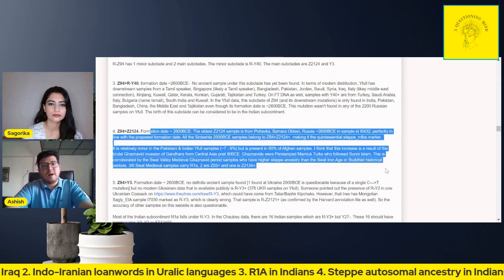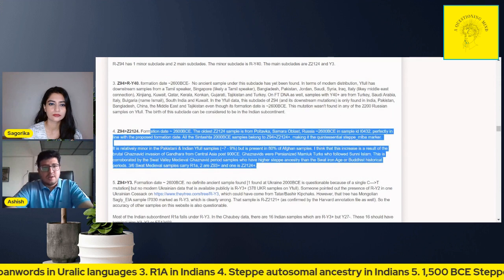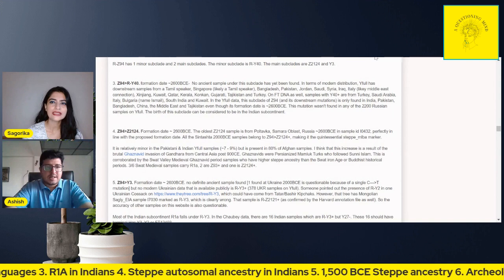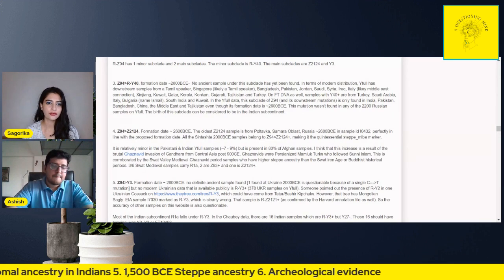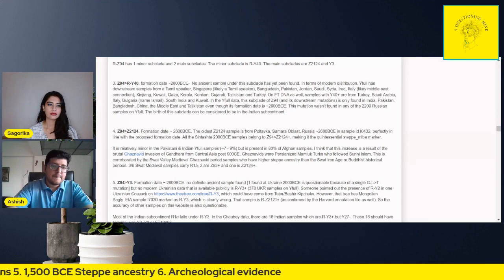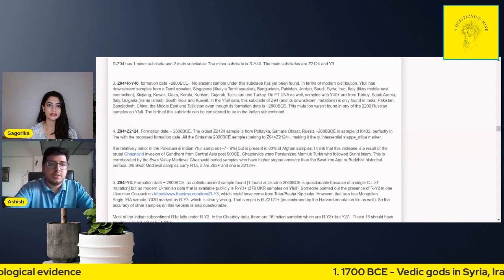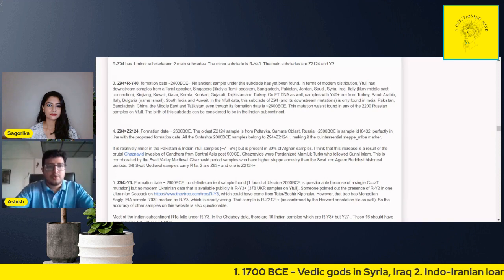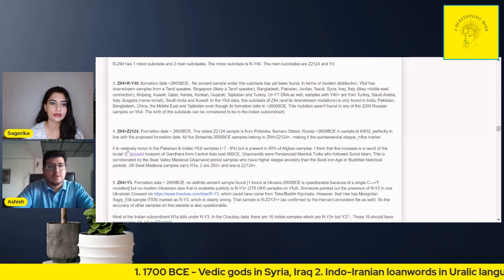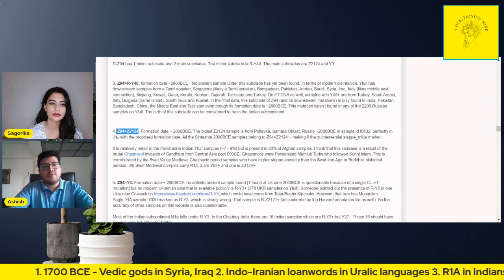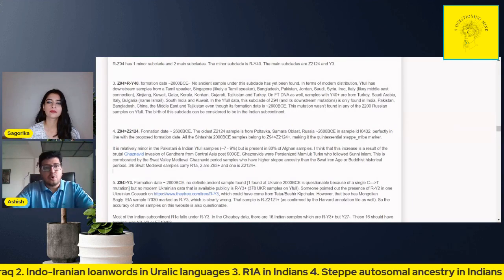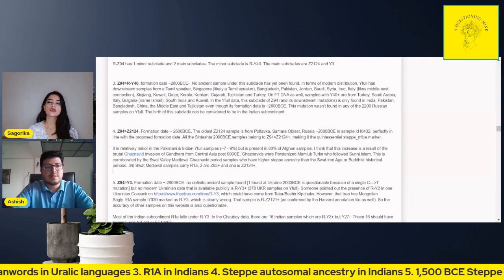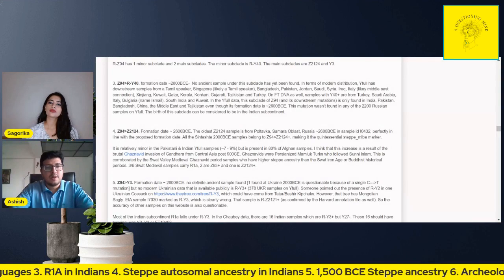So this is basically why the R1A argument is weak, because the Z2124 was found in later samples. Sorry, it was found in earlier samples, not 1500 BCE, right? Which one are you talking about? The Z2124. These are found in almost all the Syntashta samples from 2000 BC. Okay. So all of the Syntashta people are descendants of this Z2124. Right. Okay.